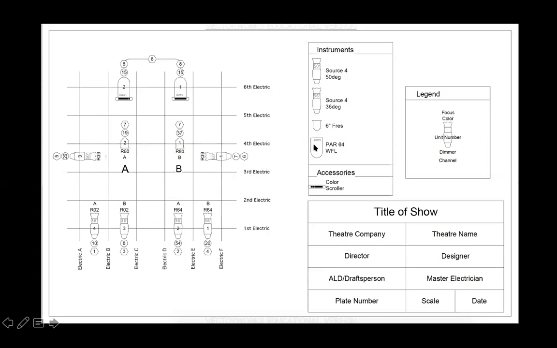And usually a light has an attachment like a gobo or a color scroller, in this instance, right? It'll be under accessories, and it'll have its own drawing as well. And you can see that there is a color scroller on these two par cans. So we have all our types of instruments.